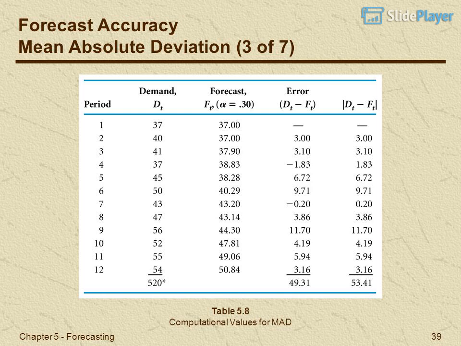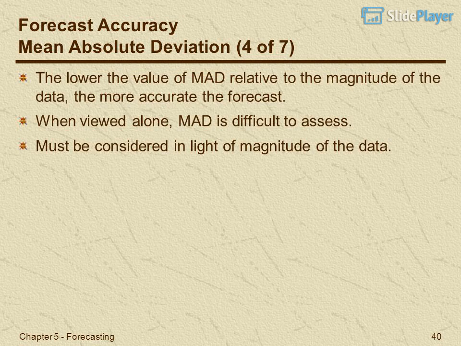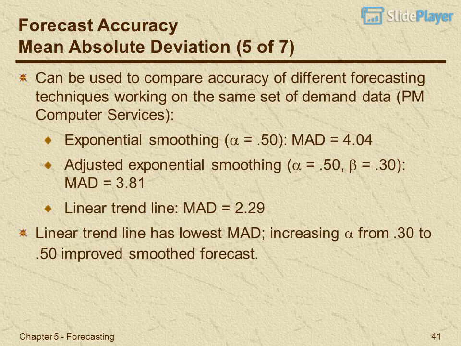Mean absolute deviation, 4 of 7. The lower the value of MAD relative to the magnitude of the data, the more accurate the forecast. When viewed alone, MAD is difficult to assess. It must be considered in light of the magnitude of the data. Mean absolute deviation, 5 of 7.